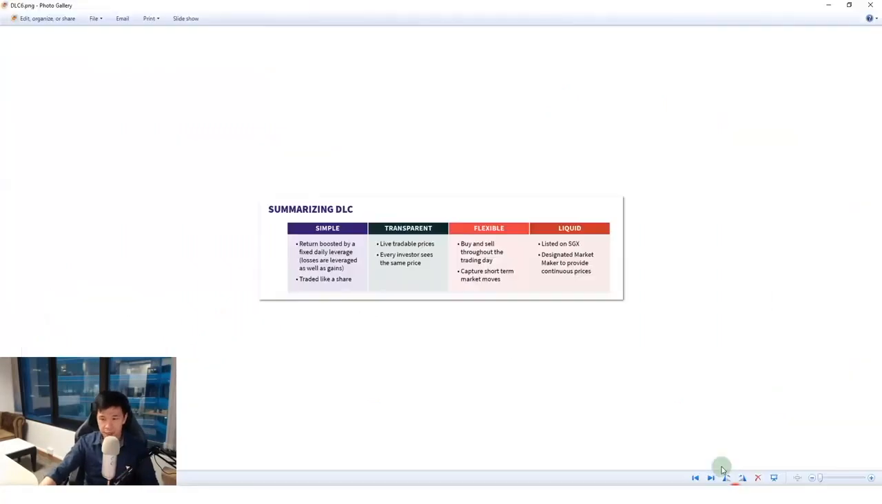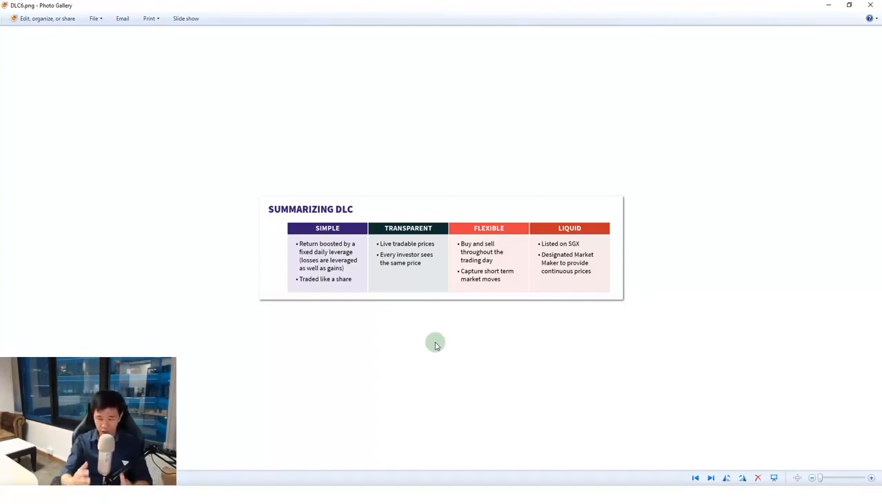It's also important to know that DLCs are transparent. The prices reflect the prices you see on the underlying. So every investor sees the same price. Importantly, you can buy and sell throughout the day. And because it's very liquid, you can actually capture very short-term market moves. You don't only need to be buying all the time. In the example I just showed you, if you feel like Tencent might drop, you can buy the short version of the DLC to play the drop.